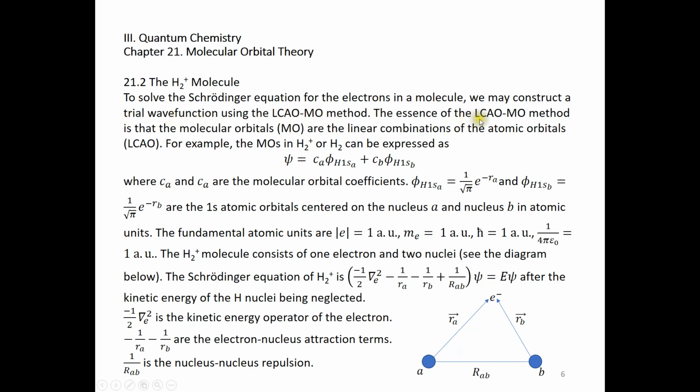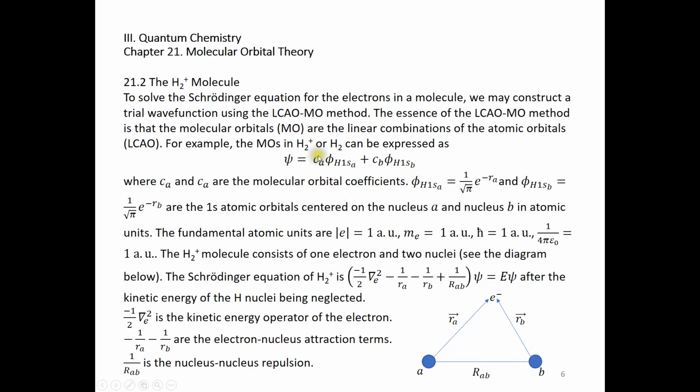The essence of the LCAO-MO method is that the molecular orbitals are the linear combinations of the atomic orbitals. MO denotes molecular orbitals, LCAO denotes the linear combinations of the atomic orbitals. For example, the MOs in the H2 plus or H2 molecules can be expressed as a linear combination of this 1s orbital of hydrogen A and this 1s orbital of hydrogen B, when we have two nuclei A and B.